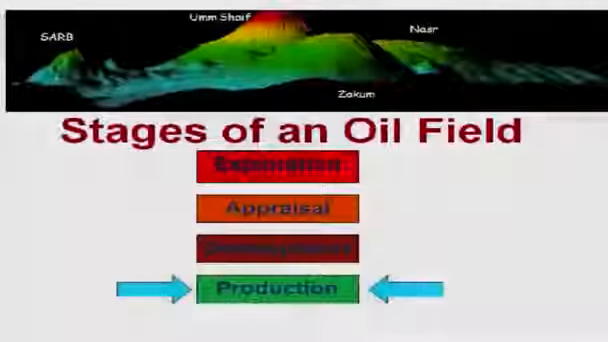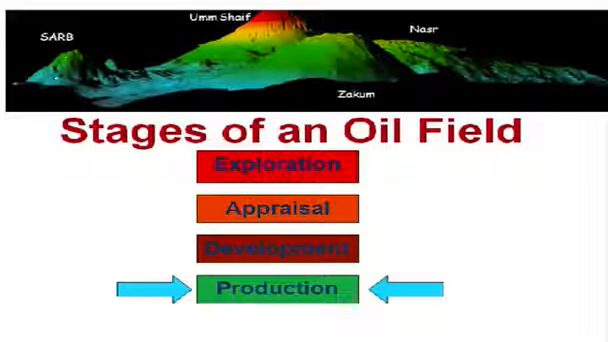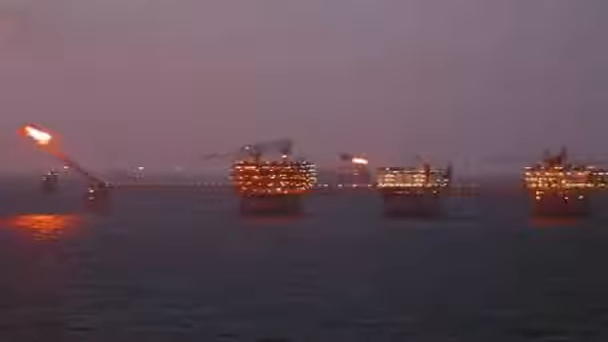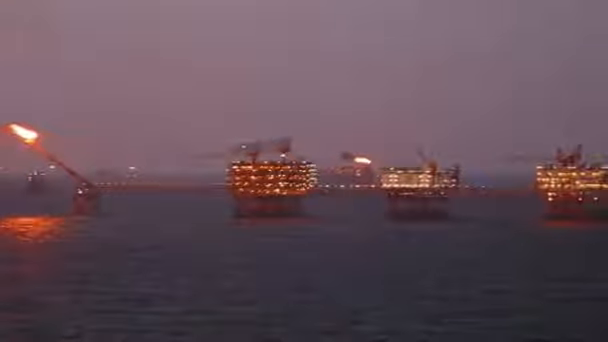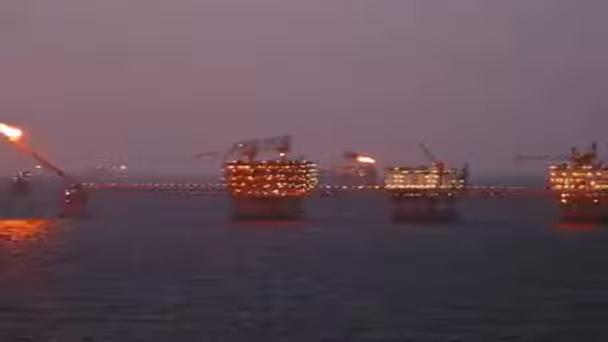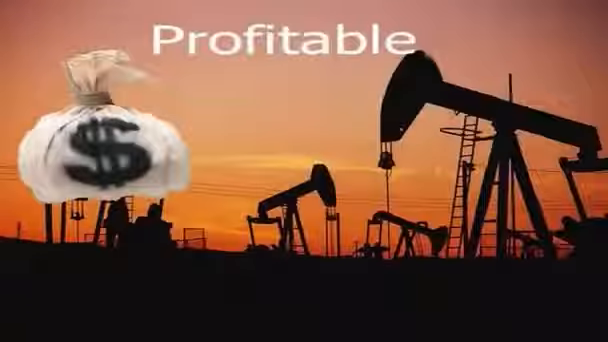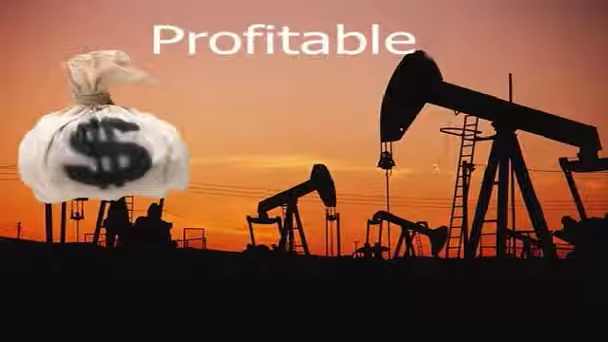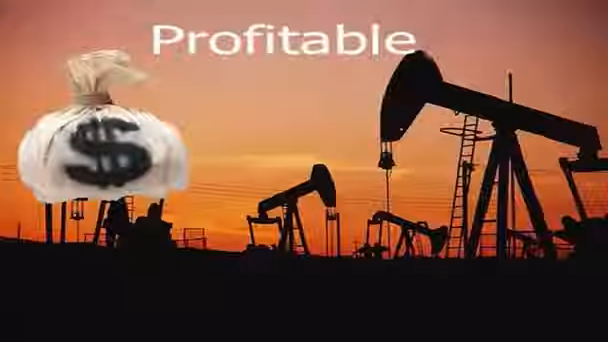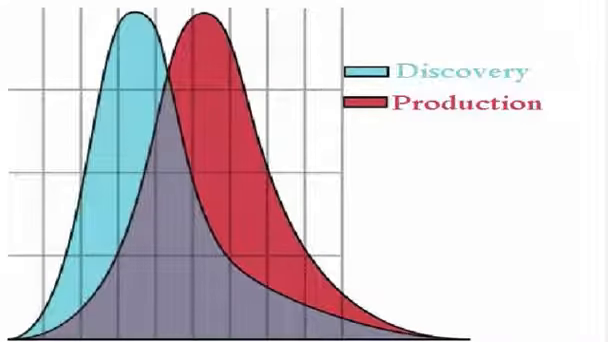When all is in place, the production phase begins. This is where the field starts to produce oil and gas, where it starts to actually make money. In fact, the production stage is the only stage that makes money and must make enough to support the other phases and still make a profit. This stage can last from a few years to decades, depending on the size of the field.